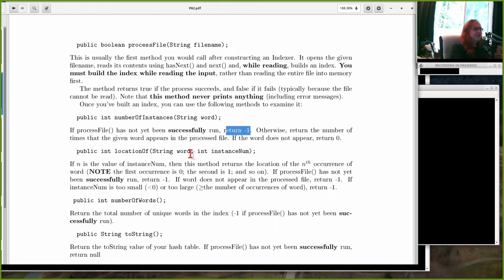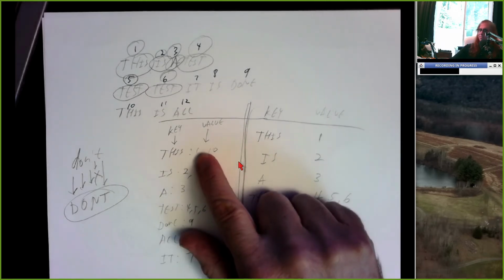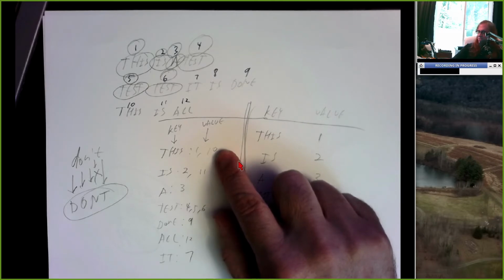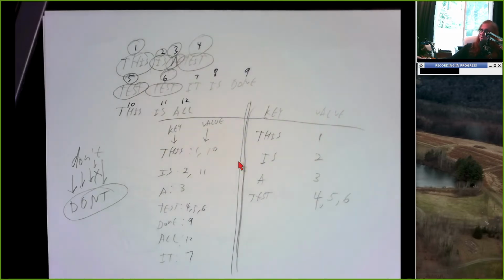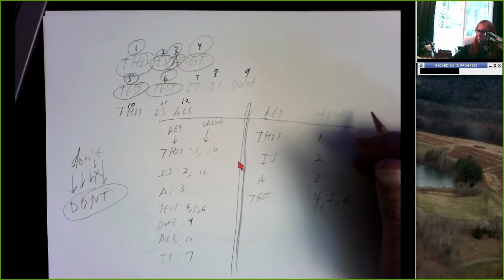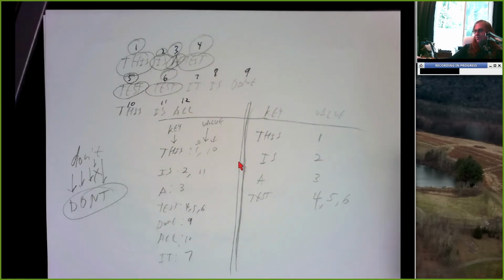All right, location of takes a word and the instance number and tells you where that occurrence of the word was. So if I say location of this comma 0, I should get back a 1. That's the 0th occurrence of the word this. If I say location of this comma 1, I should get back a 10. If I say location of this comma 2, I should get back a -1, because these location numbers are indexed from 0. So this is the 0th occurrence, the first occurrence. There is no second occurrence, third, fourth, fifth, and so on. And if I ask for location of with an index that's negative, that's also an error, return -1.